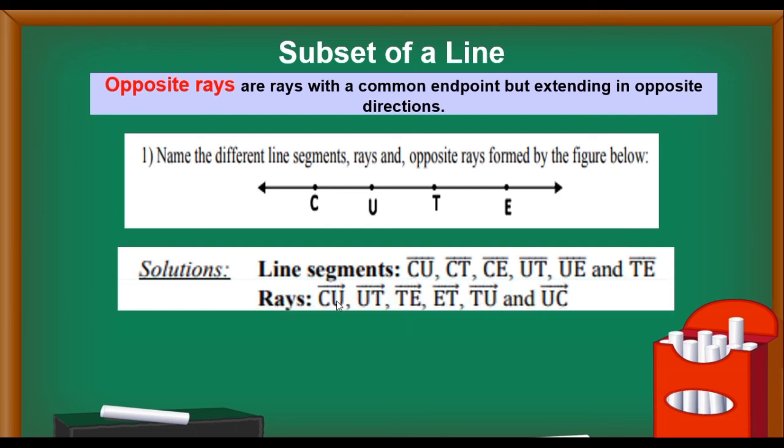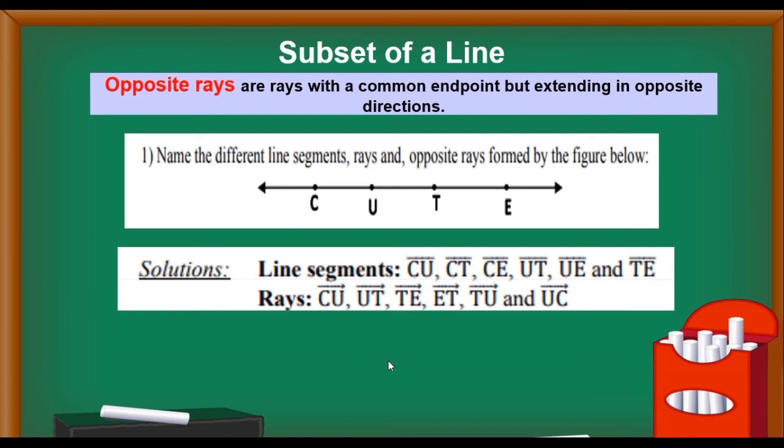Another is rays. So, sino-sino yung ray? So, basta tandaan yung isa pong point dyan ay endpoint and then the other one is ray. So, si ray CU, ray UT, ray TE, ray ET, ray TU, ray UC. So, yun po yung ating mga rays.